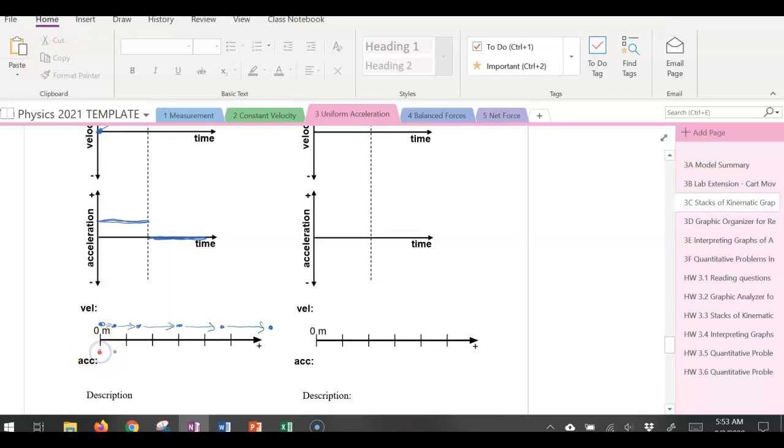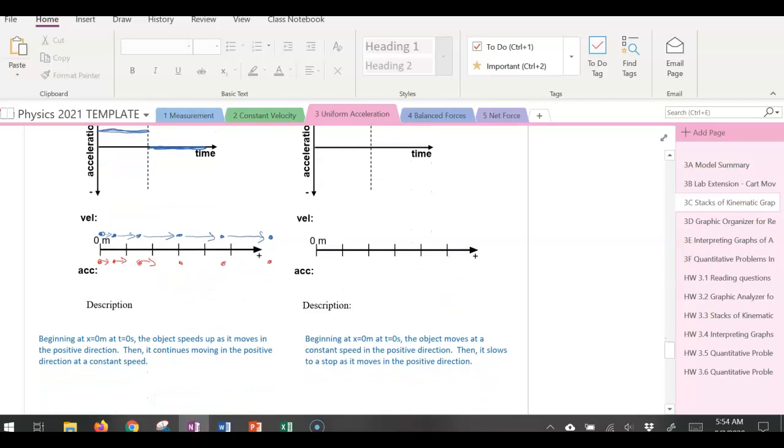For acceleration, for the first part of the trip when it's speeding up, acceleration points in the positive direction. And then for the last part of the trip, the acceleration is 0 because the velocity is not changing. In words, I would describe this as beginning at position 0 meters at time 0 seconds. The object speeds up as it moves in the positive direction. Then it continues moving in the positive direction at a constant speed.